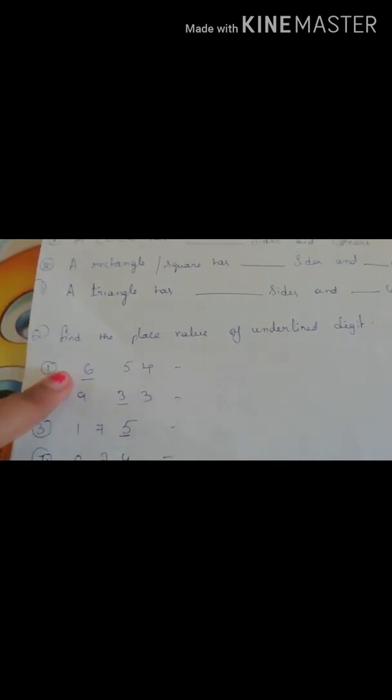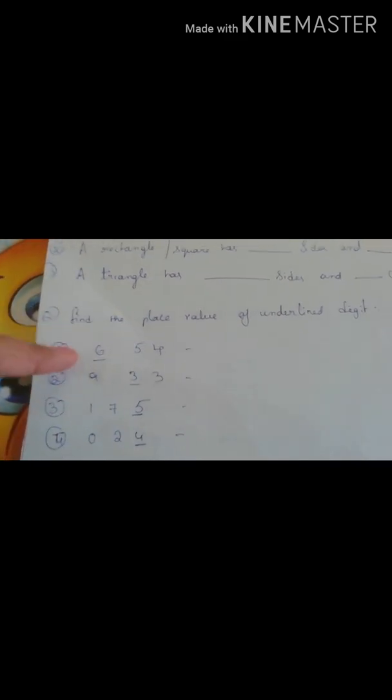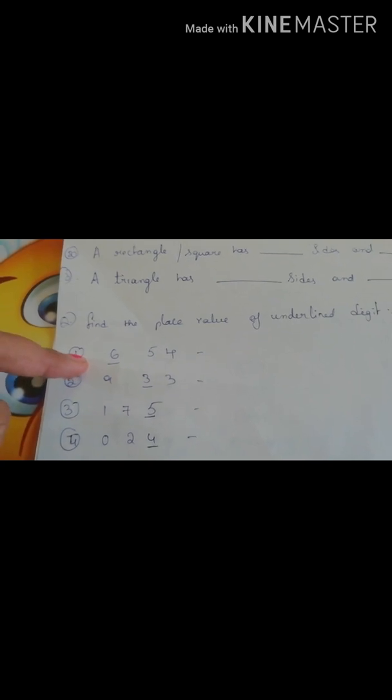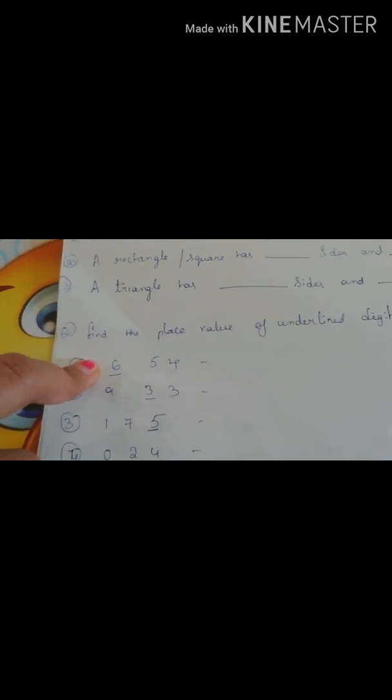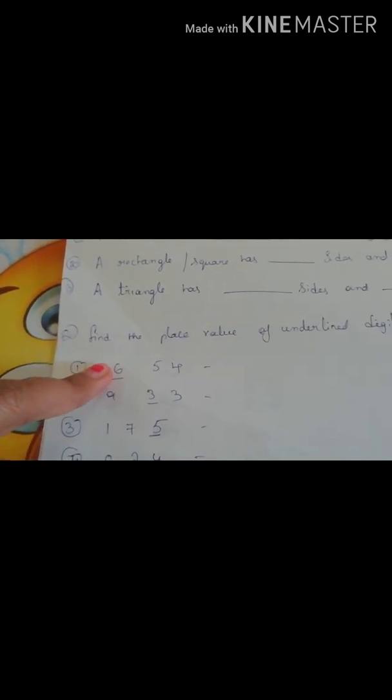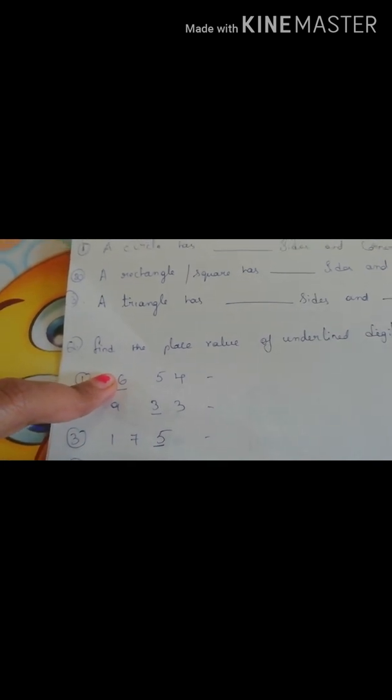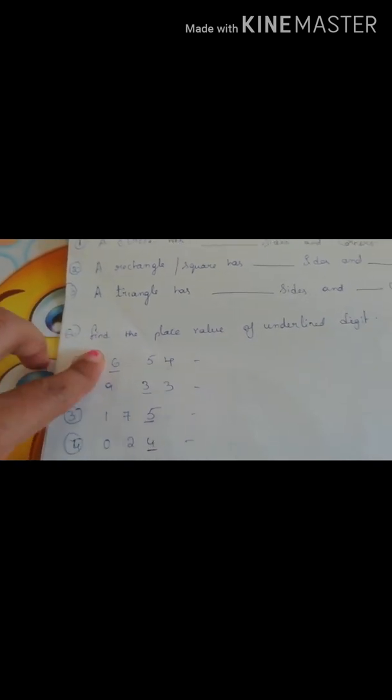654 means the value of the 6 is the hundreds value. This is the units, tens and hundreds, so that in future, if in school they introduce additions, subtractions or multiplications, they will know about the values. And this is the one.